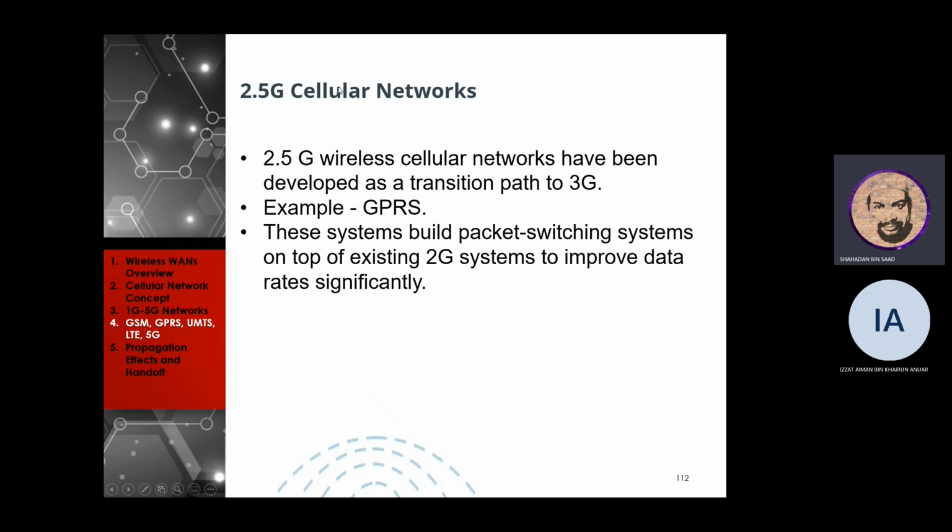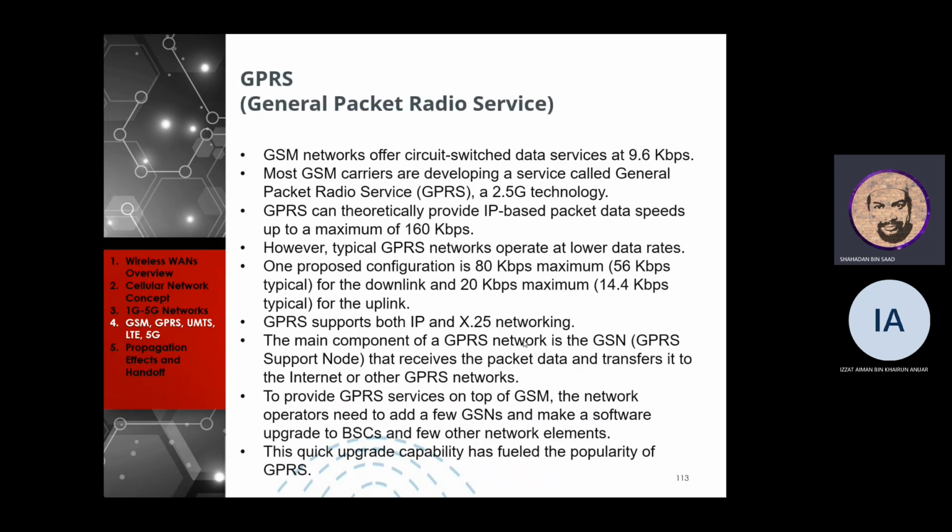Okay, and then ada GPRS. Alright, so GPRS 2.5G. Wireless cellular networks have been developed as a transition path to 3G. Before 3G, this system builds a packet switching system on top of the existing 2G system to improve data rates significantly. Tujuan dia untuk improvekan data rate. GPRS ni adalah General Packet Radio Service.